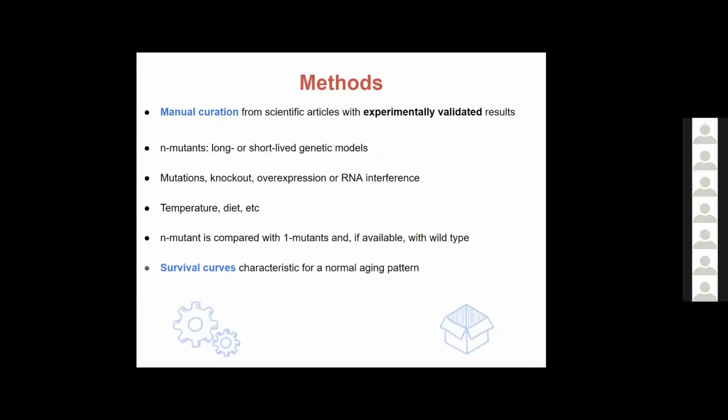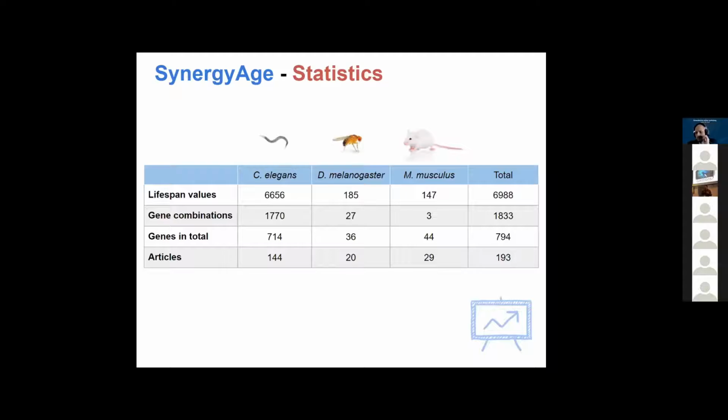Another validation step was to check if the survival curves were characteristic for a normal aging pattern. This step was needed to avoid cases when, for example, reduced lifespan was due to technical error or pathologies rather than a short-lived phenotype. So if the survival curve didn't meet the normal shape, then we discarded the experiment from the database.